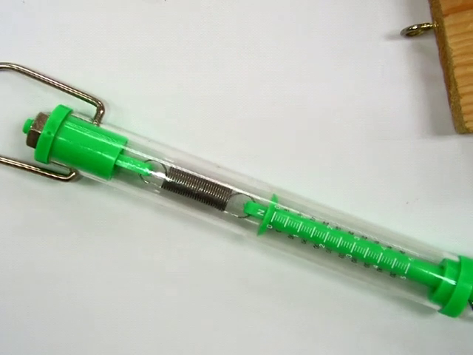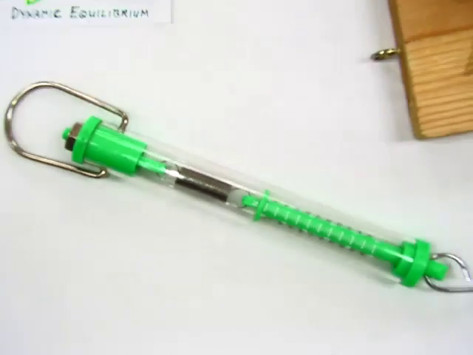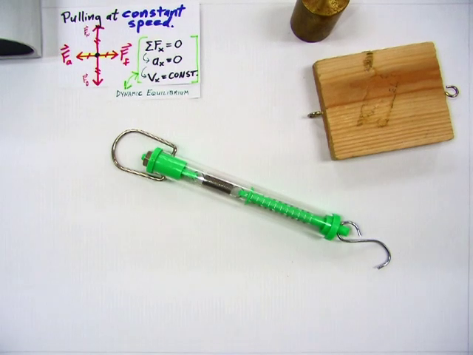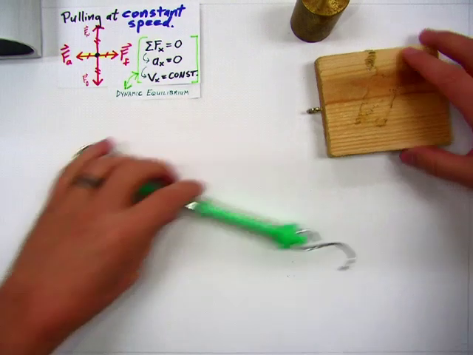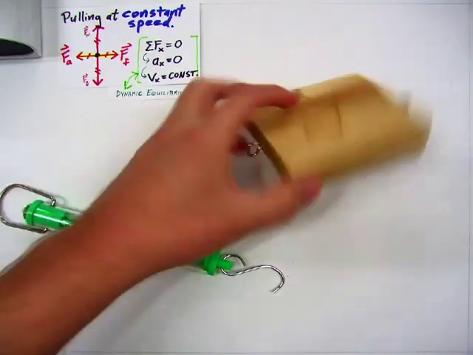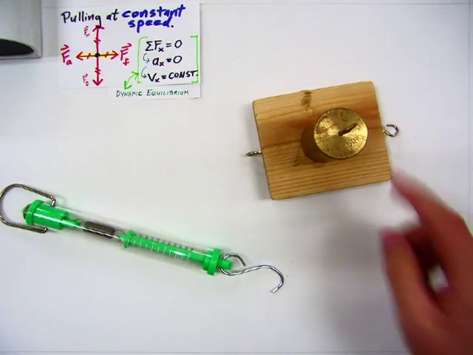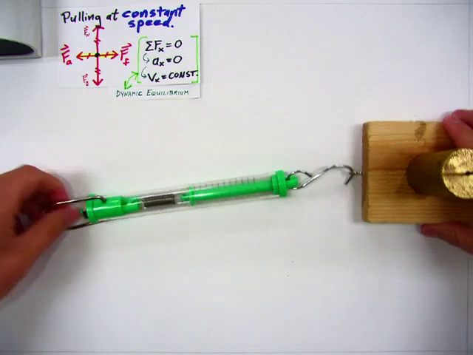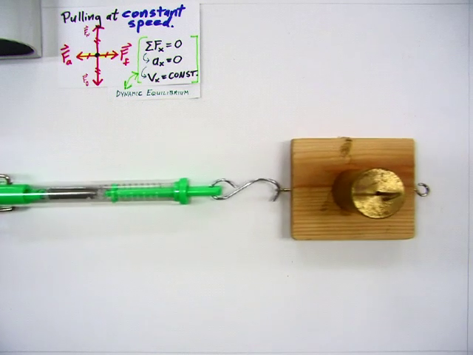So let's use the spring scale to pull this wooden block across the tabletop and see if we can determine what the strength of friction really depends on. I'm going to stack on top of this wooden block this piece of brass here that's 500 grams, half a kilogram, about a pound, and I want to pull it across the tabletop at a constant speed.